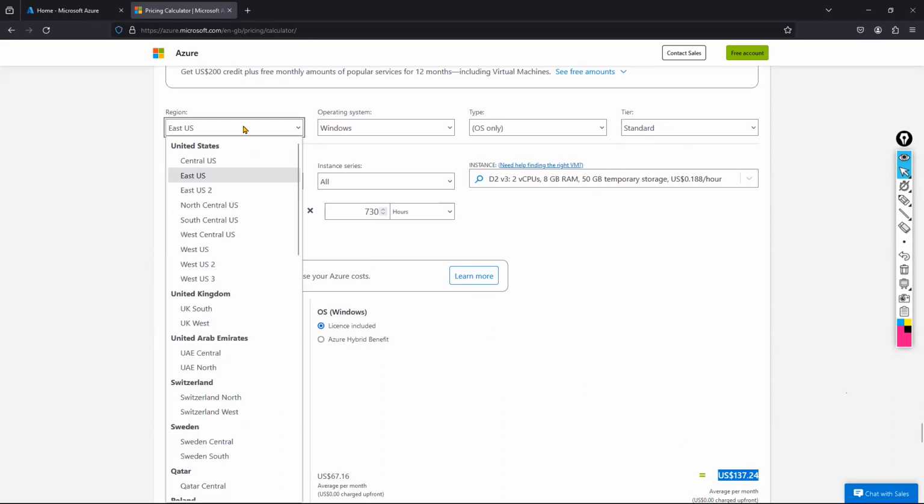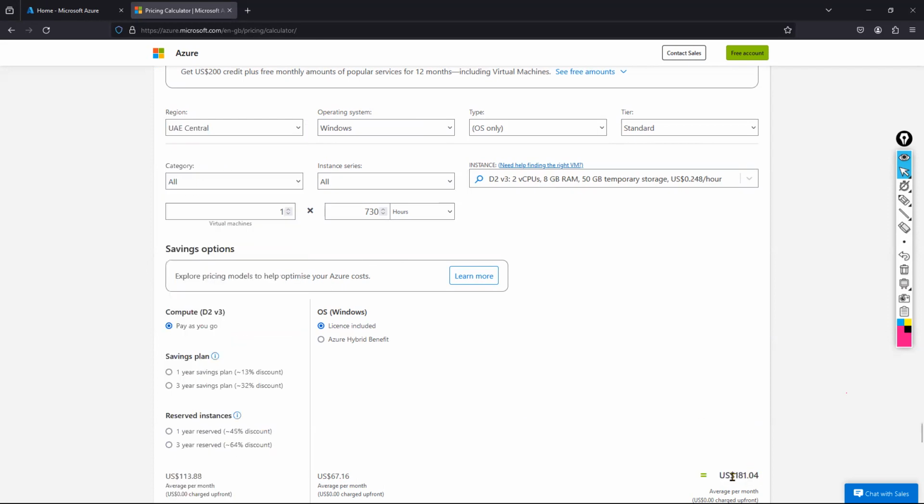$137.24. Suppose I select UAE Central, it's $181. That means it's the region. Based on region, the cost is going to vary, guys. So whichever region you are going to deploy the resources in, accordingly that cost is applicable. That is one factor.